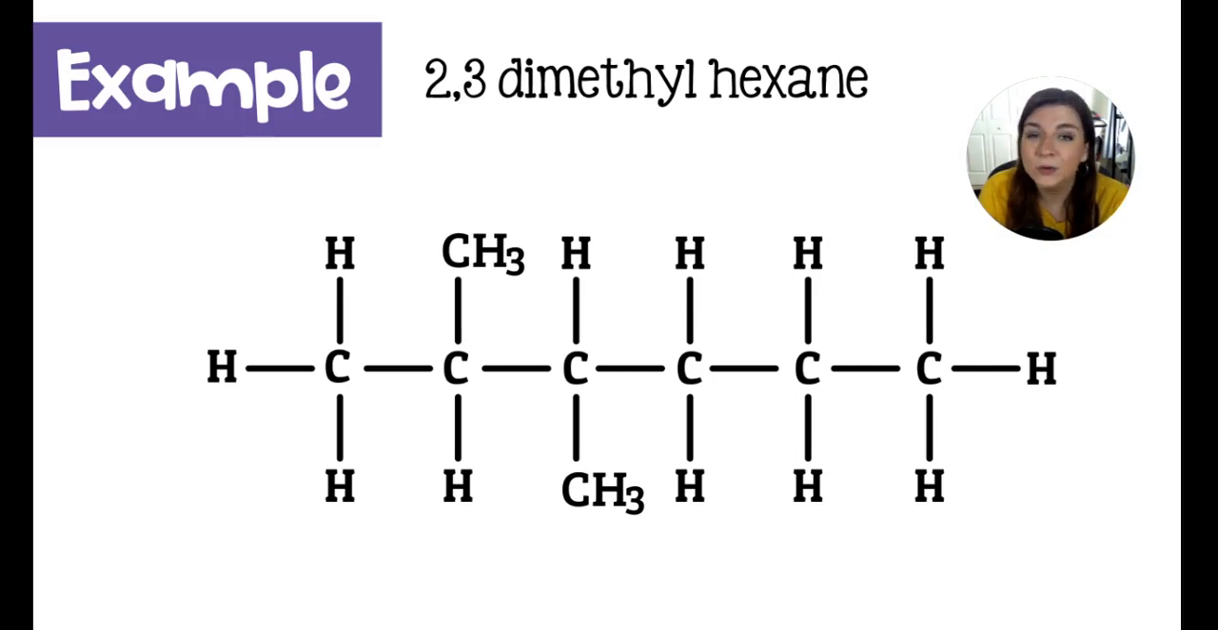Now, the di prefix does not necessarily mean that they are on the same carbon. It just means that there are 2 of them. So in this case, we have 2,3-dimethylhexane. So again, the 6-chain carbon, all single bonds. Then we have 2 methyls. That's where the dimethyl comes in. And you will find one of them on carbon 2 and the other on carbon 3.